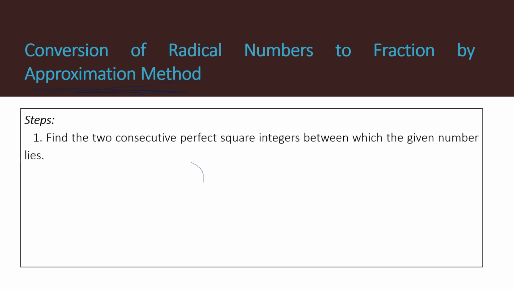Conversion of radical numbers to fractions by the approximation method. This is the easiest method, right? We will just approximate, but we will do trial and error. Number one, find two consecutive perfect square integers between which the given number lies. This is what we've done earlier.